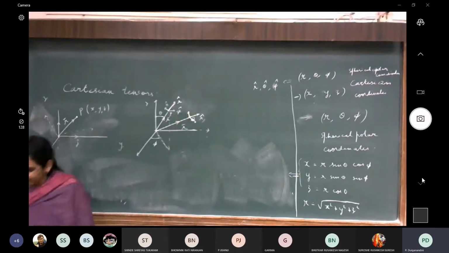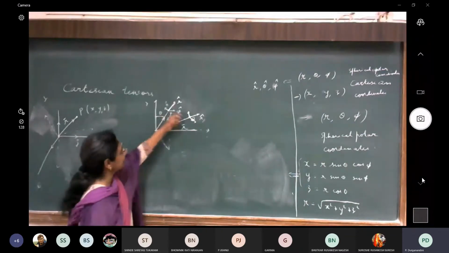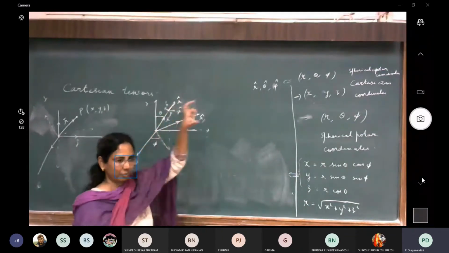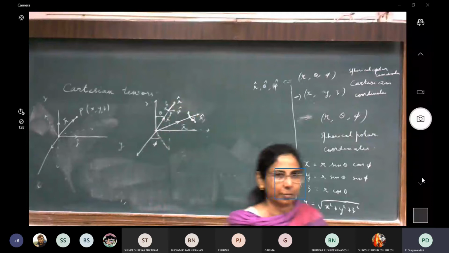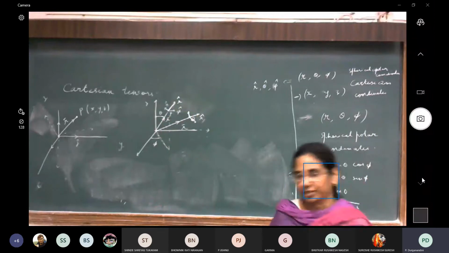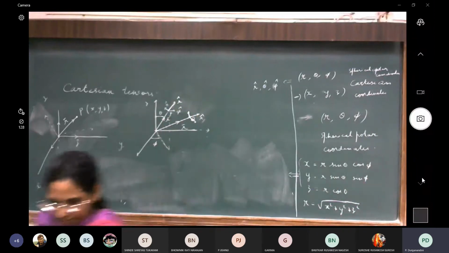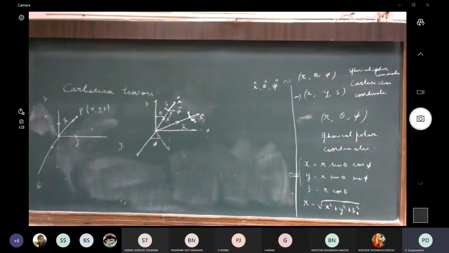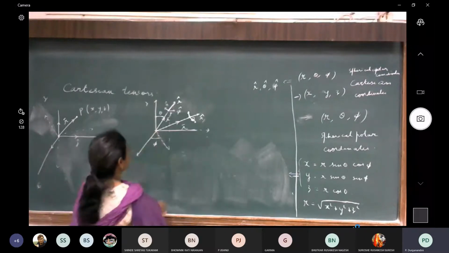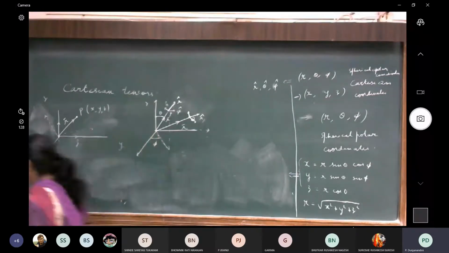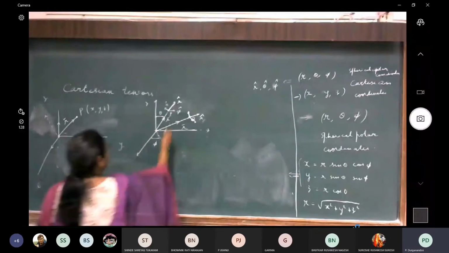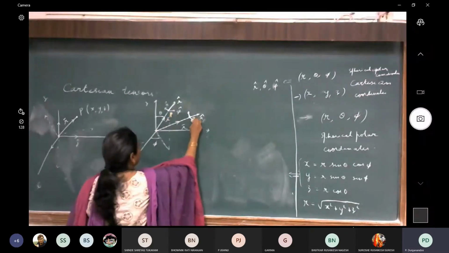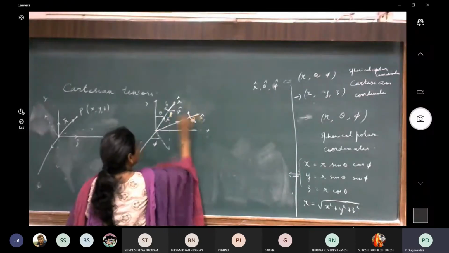So what you can see is that my basis vectors will depend upon where I am, or the position. Whether it is at P or whether it is at Q, I will get a different orthogonal basis. Because it's very clear from R cap itself that it's going to have a different direction depending on whether you are at P. If I'm at the point P, I'm going to get the R cap along this direction. On the other hand, if I'm at point Q, it is going to be this.